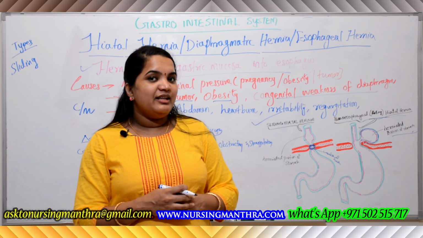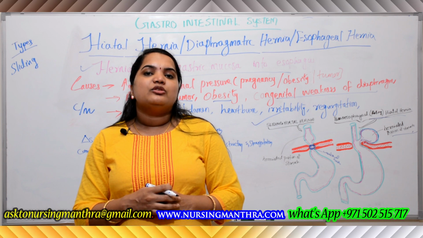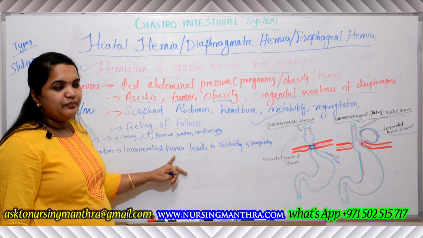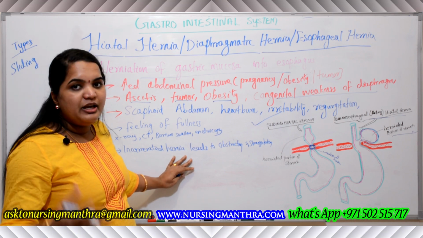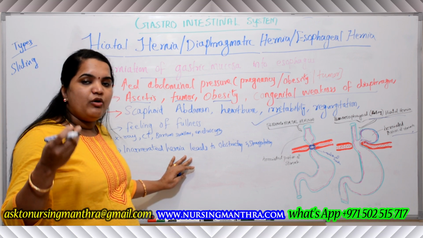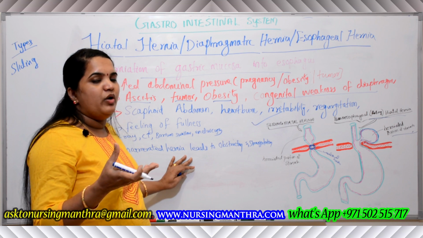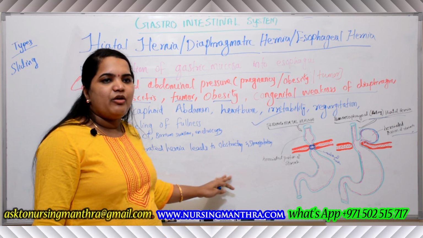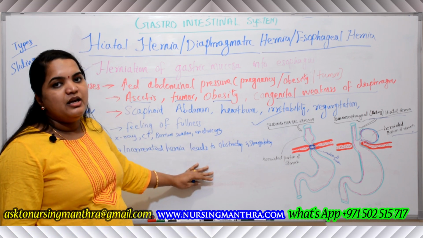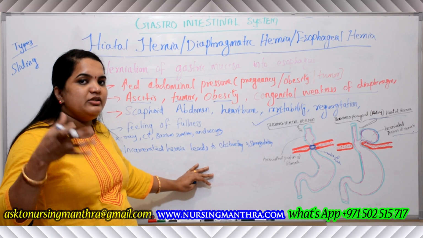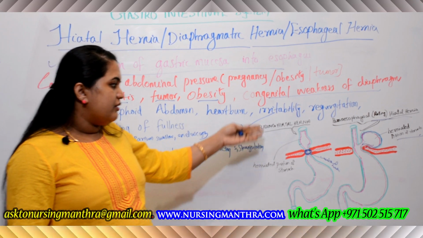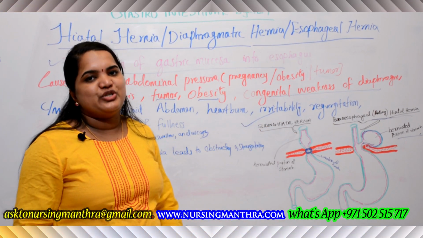For this hiatal hernia, there are complications. The main complication of hiatal hernia is incarcerated hernia. Incarcerated hernia means this hernia part will not be reducible, it will not be curable. So it leads to obstruction and strangulation. In most cases, with Nissen's fundoplication, which I discussed in GERD, it is a surgery, we can reduce the hernia and the stomach part will come back to the normal position.